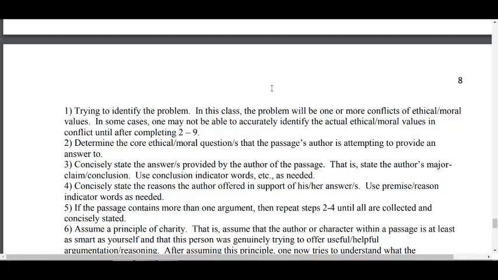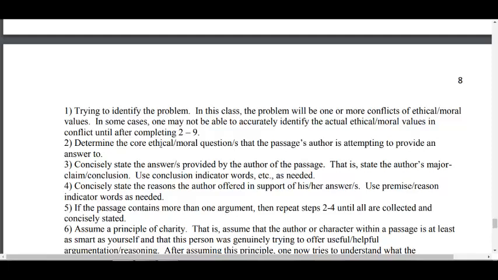How do I figure out what the problem the author of this article is talking about? What is the core question? Like their moral, ethical question that the passage or the article, what is the core question? Like, is it about abortion? Is it about death? Is it about what?